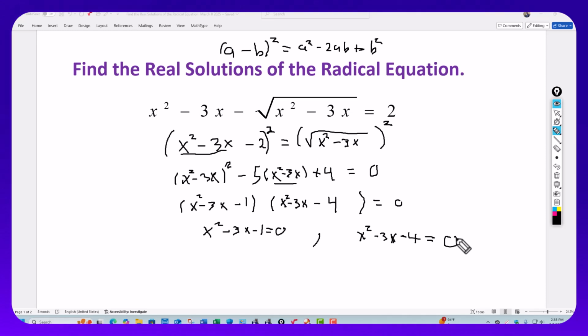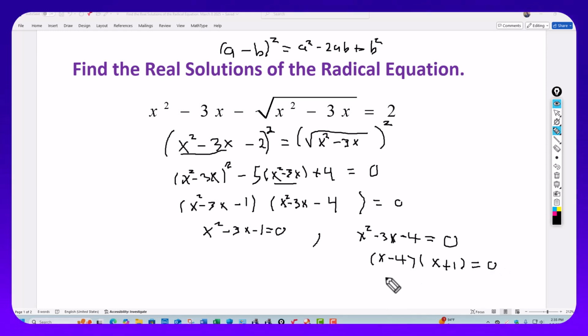So I actually get two quadratic equations. Now this one here is going to factor. I can factor this into x minus 4 and x plus 1. That product can be 0.